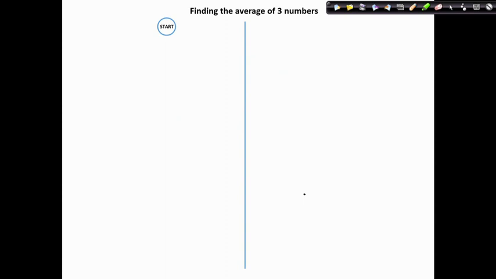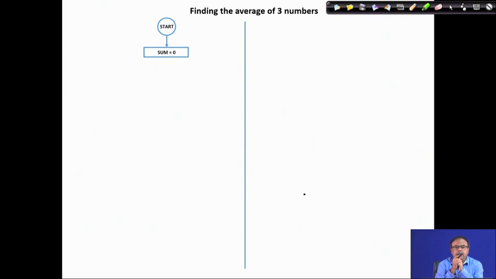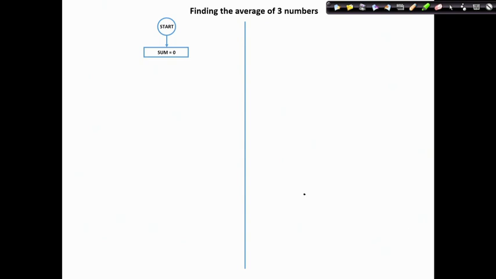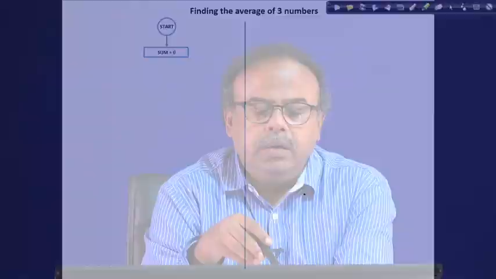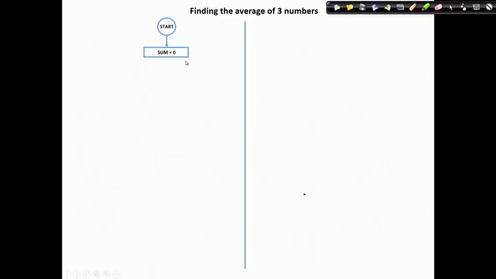Once we draw the start, then next will be sum assigned 0. Now, all of us know that in order to find the average of a set of numbers, we have to first add those numbers. So, the addition result is stated as sum. When there is no number that we have already taken into account, we initialize the sum to be 0. So, right now sum is 0, right.